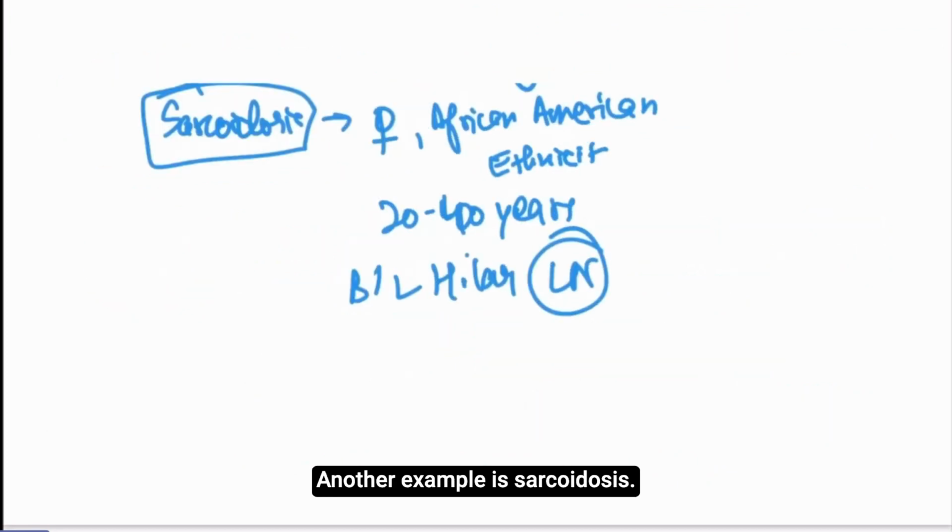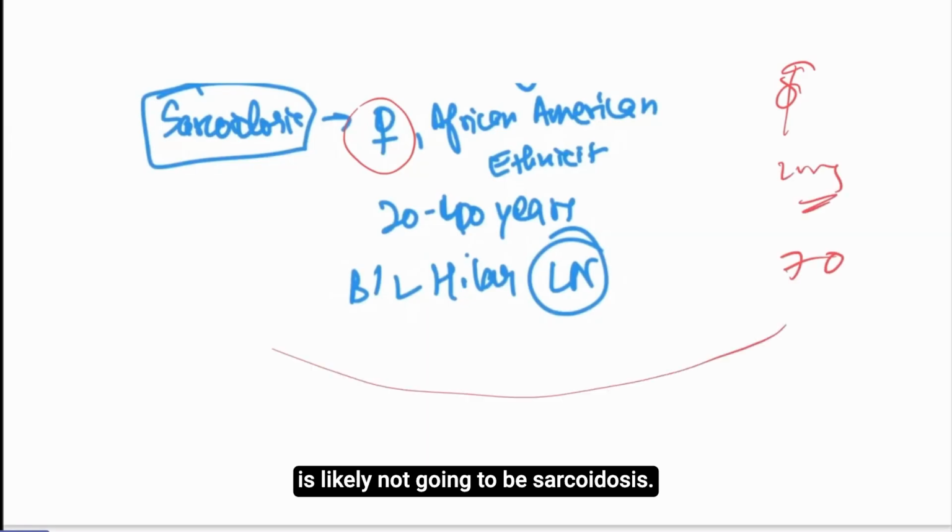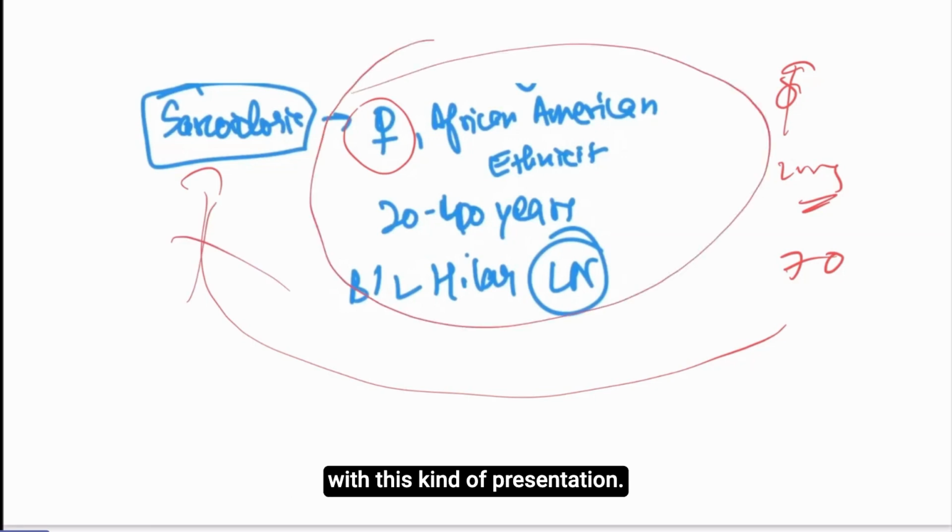Another example is sarcoidosis. USMLE will always tell you that sarcoidosis, more often than not, and there could be exceptions maybe in Step 2, but generally it will be in a female of African American ethnicity or descent who's 20 to 40 years old, so relatively young, not 80 or 90, and has bilateral hilar lymphadenopathy. So let's say there's a male patient who's coming with lung issues and he's 70, the answer is likely not going to be sarcoidosis. It's going to be sarcoidosis generally with this kind of presentation.